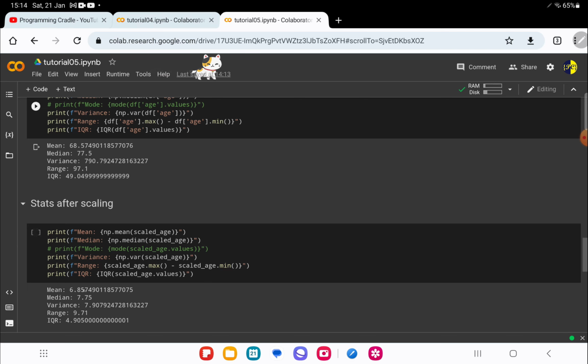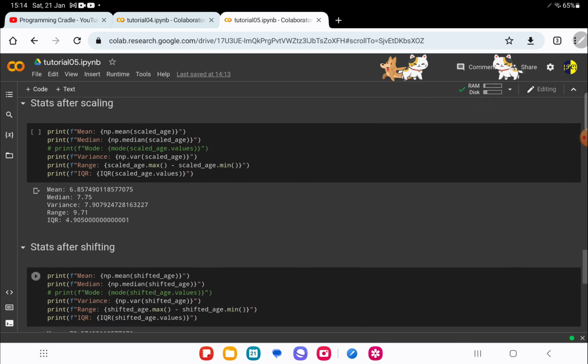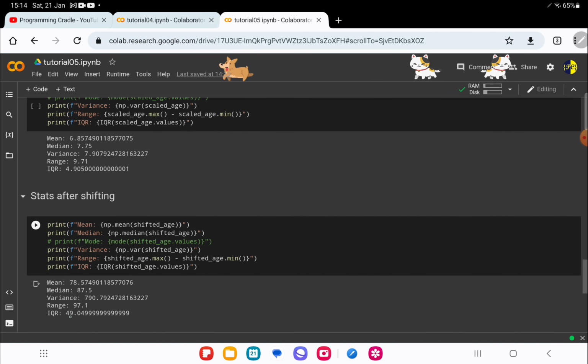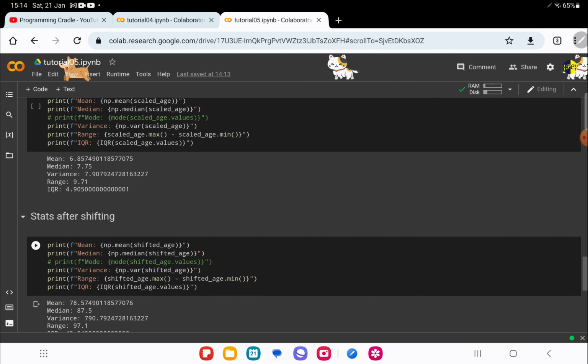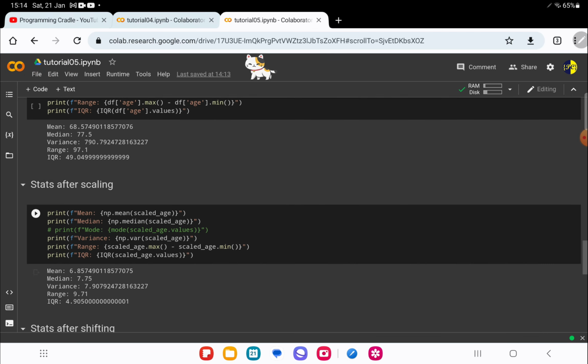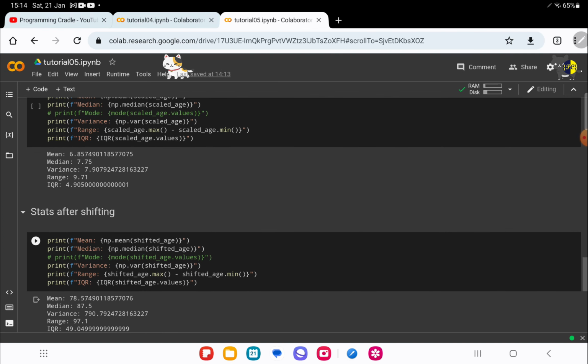After scaling our data, you can see here that we divided our dataset by 10. So our mean has also been divided by 10, median is divided by 10, variance is divided by 100, you can see the square of 10. Range is divided by 10, and interquartile range is divided by 10. For shifting, you can see that our interquartile range, variance and range have stayed the same, so there's not much difference to it. As for mean and median, you can see that it has added +10 to it. So you can see our mean and median have been shifted by 10.